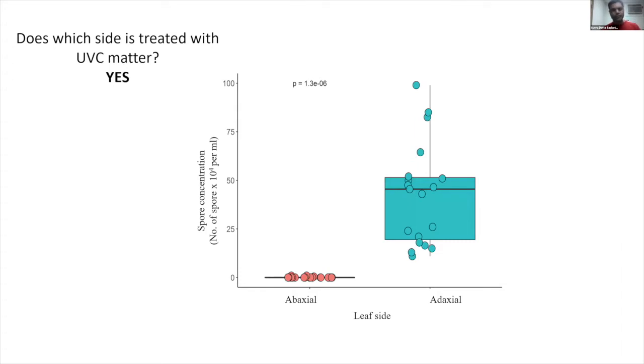So here you can see if we treat the bottom surface, we see fantastic control. In this case, we used 200 joules per meter square. But if we treat the top surface, no, we see there is enough growth of the downy mildew. So the side we use for UV treatment matters.